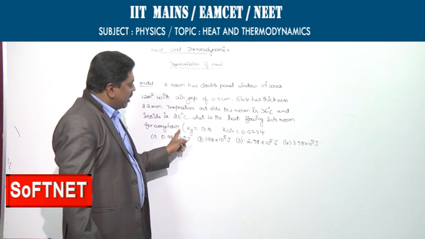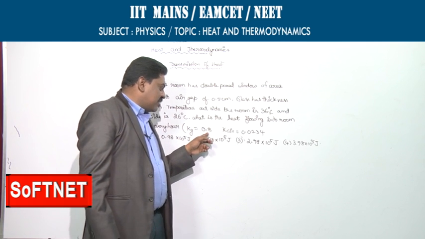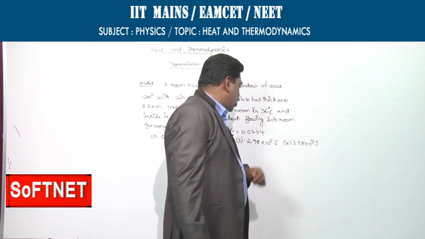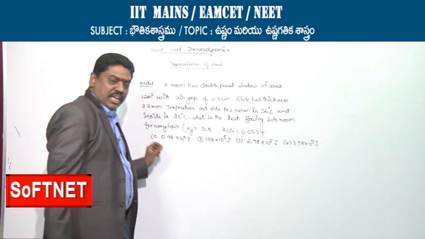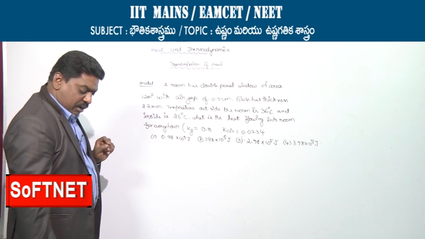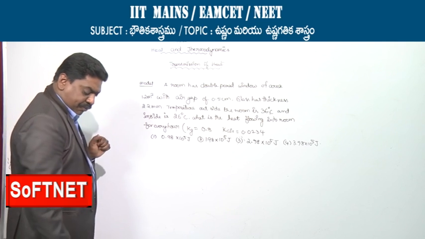We are given the coefficient of thermal conductivity of glass as 0.8 and the coefficient of thermal conductivity of air as 0.0234. Here there are a bit of calculations in a large manner, so we will try to minimize the calculation part.